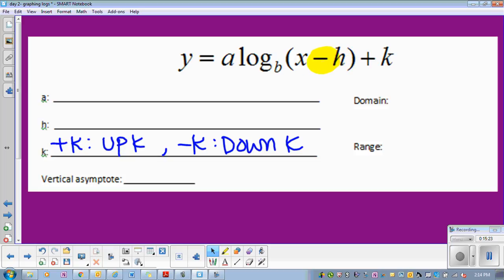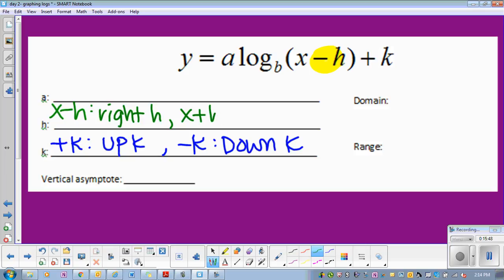So then now let's look at x minus h. And that x minus h is always going to be in parentheses with the x right after log. Okay? So let's see. X minus h tells me that it moves how? Right. Right h. So x plus h moves how? Left h. Good. You gotta think opposites when it's with the x, right?